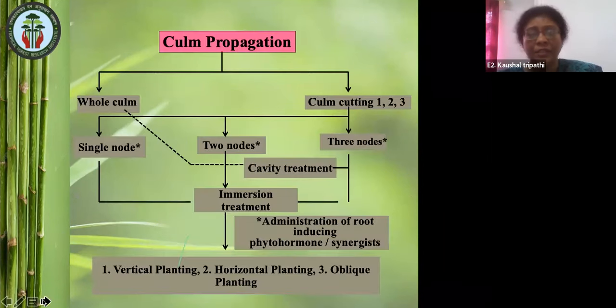Slide, please. And this is again a representation of the propagation of bamboos through culm propagation. When we are propagating bamboos through culms, we can go in 2 or 3 ways. Either we can use the whole culm for the propagation, or you can cut the culms into small cuttings, like 1 node cuttings, 2 node cuttings or 3 node cuttings, and then these are given immersion treatment with the oxygen solution, and then they are planted in the beds in the mist chamber.